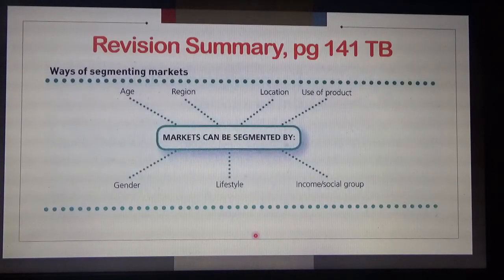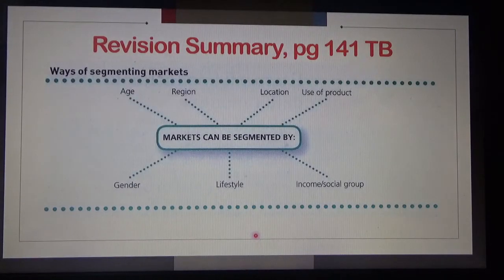Okay. Now, let us go to the revision summary on page 141 of your textbook. We have agreed in the past that we must write our revision summary in our copybook. Why? Because it will be a form of revision for you to get used to the terminology, the definitions, and how to present the topic discussed yourself. So you'll be a presenter in your own little way.